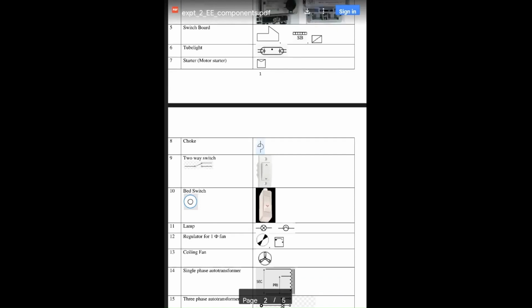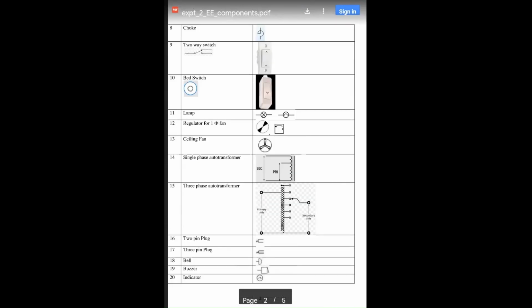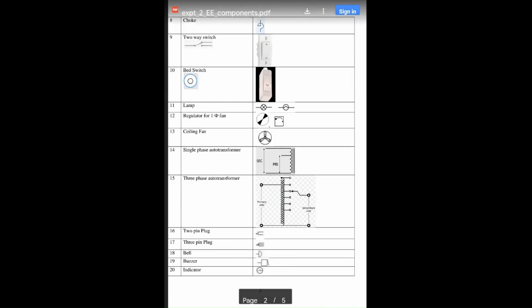The starter of the motor starter has this symbol. Okay, the choke is also present in the tube light in earlier days. It was used to start the tube light. Okay, its symbol is given. Two-way switches. Two-way switches are the switches which are used in staircases generally.